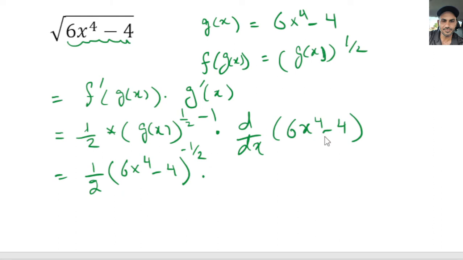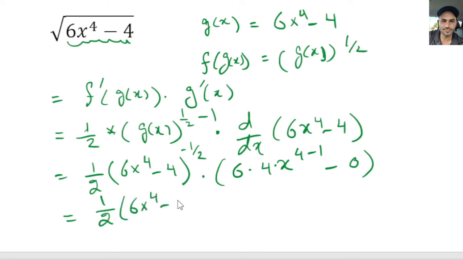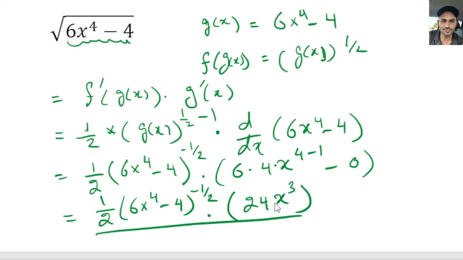And the derivative of this right here, we can apply the power rule here. 6x to the 4th is going to be just 6 times 4 times x to the 4 minus 1. And the derivative of a constant, the 4, is just 0. Okay, so we have 1/2 times 6x to the 4 minus 4 to the negative 1/2. And then we go ahead and simplify this part right here. 6 times 4 is 24, x to the 3rd. Okay, so this is our final answer.